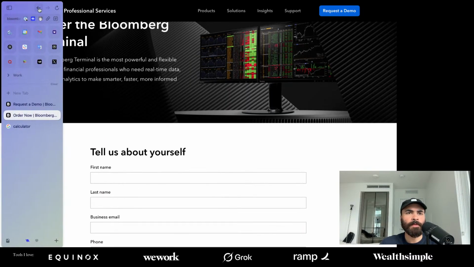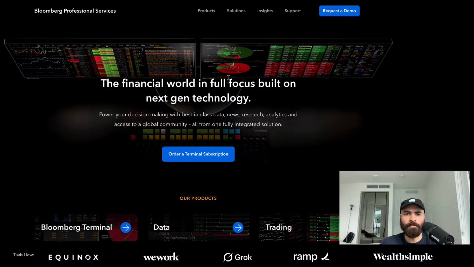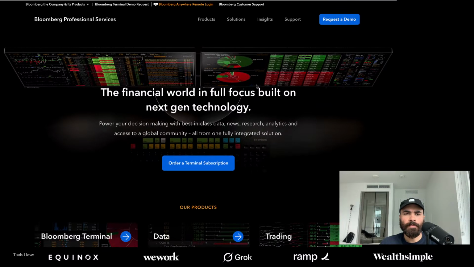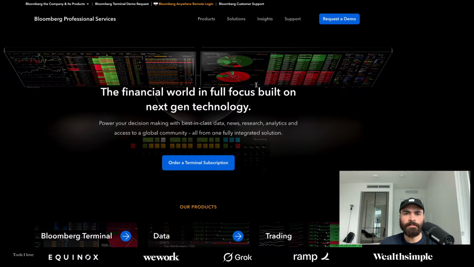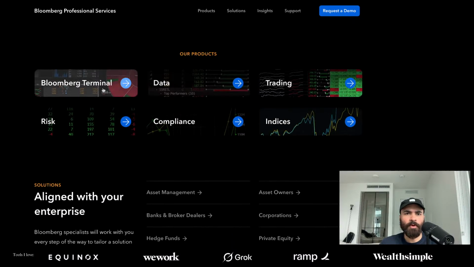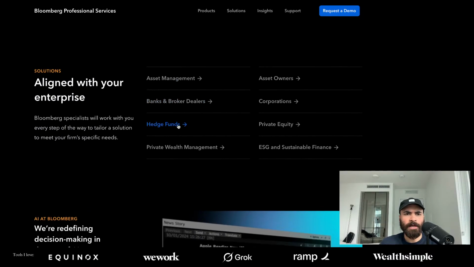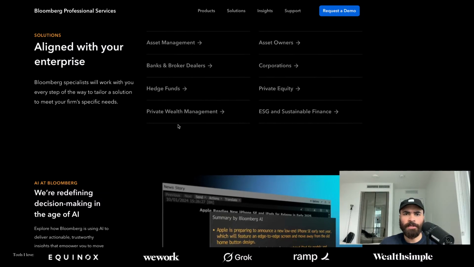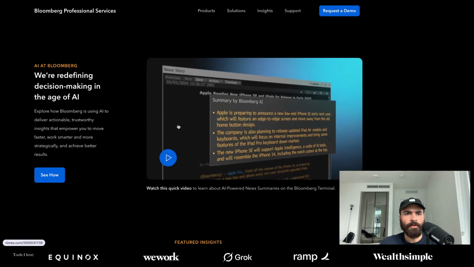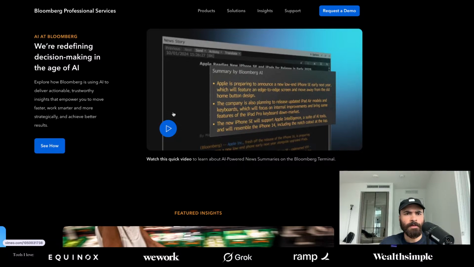Very interesting. Power your decision making with best-in-class data, news, research, analytics, and access to a global community, all from one integrated solution. The financial world in full focus, built on next-gen technology. Our products, Bloomberg Terminal data, trading, compliance, risk, indices, aligned with your enterprise, asset management, banks, hedge funds. We are redefining the decision making in the age of AI. Bloomberg is using AI to deliver actionable, trustworthy insights that empower you to move faster, work smarter, and more strategically, and achieve better results.